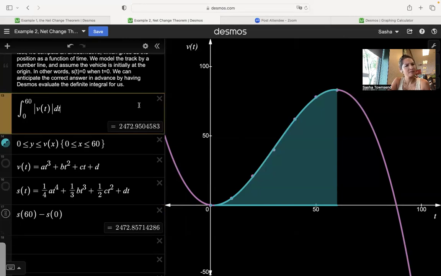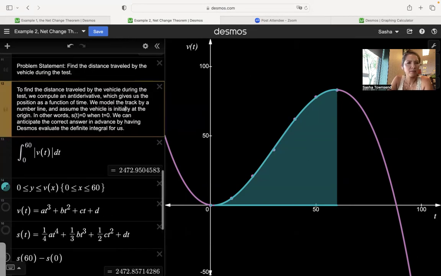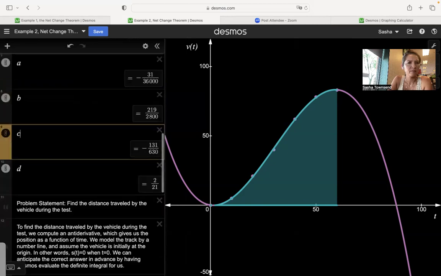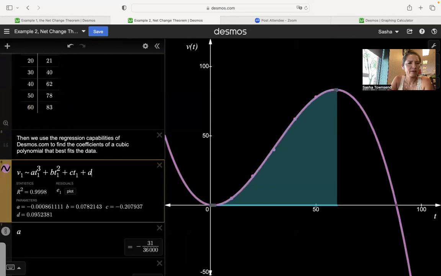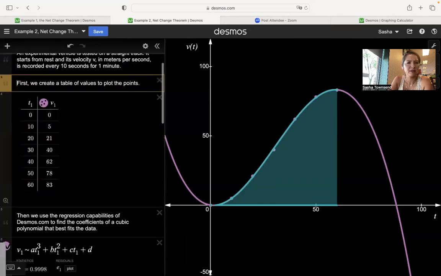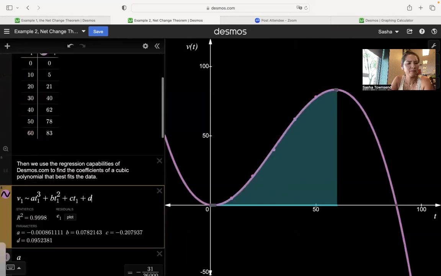2,472.8 units. This is weird. I'm getting a different value for this and for this. They should be the same value. It's bizarre. Yeah, I don't really know why it would be giving me a different value. I'm using the same function.